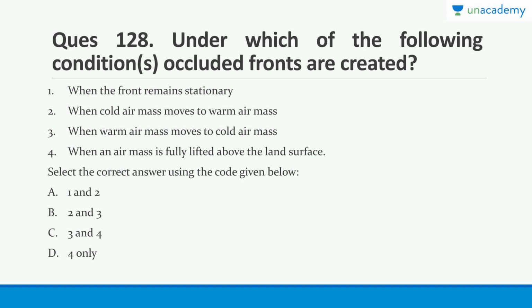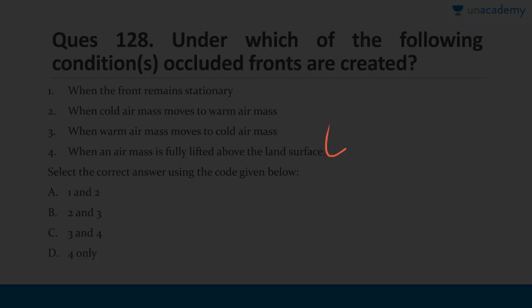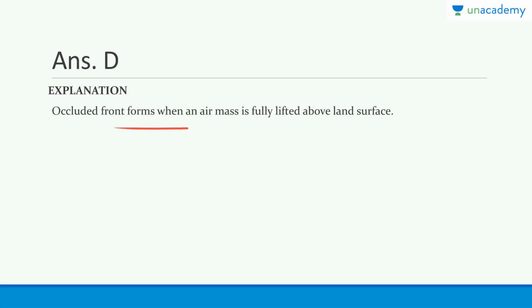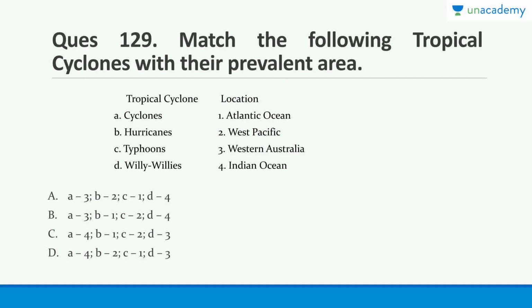Question 128. Under which of the following conditions are occluded fronts created? When the front remains stationary, when a cold air mass moves to a warm air mass, when a warm air mass moves to a cold air mass, when an air mass is fully lifted above the land surface. So an occluded front will happen when an air mass is fully lifted above the land surface. So the answer is D, 4 only. An occluded front forms when an air mass is fully lifted above the land surface.